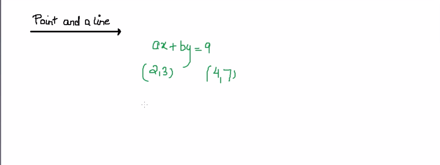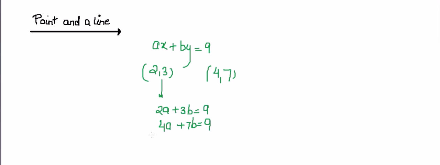So what you need to do, because these 2 points are lying on this straight line, so they will satisfy it, which means I need to put the value. So for the first point, my equation will be, in place of x I need to write 2, in place of y I need to write 3. And for the second one, it should be, put x equals 4 and y equals 7.